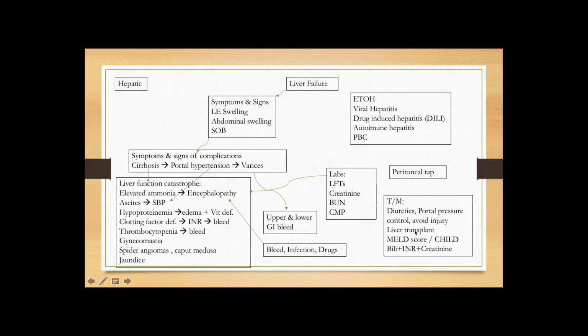Then finally, the treatment for liver failure, of course you will treat the underlying cause. Once the cirrhosis has set in, you will use diuretics. You'll try to control the portal pressure, avoid any further injury. Liver transplant is the ultimate treatment, and in order to do that, these days people use MELD score or Child score. So these are the scores used to figure out if a patient is a candidate for transplant or not, but I'm not going to go into the detail here. The basis on which these scores are done are bilirubin level, INR, and creatinine, and there are some other things too, but that's beyond the scope of this talk.